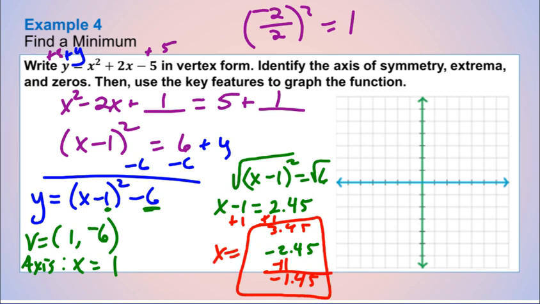Now I can graph all my points. So I have a point at 1, negative 6. That's my vertex. I now have my zeros at negative 2.45, so that would be roughly here. And my x is at negative 1.45, so that's roughly here. And then 3.45 would be roughly here.